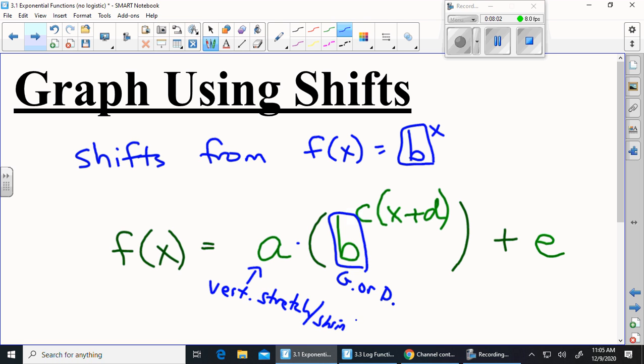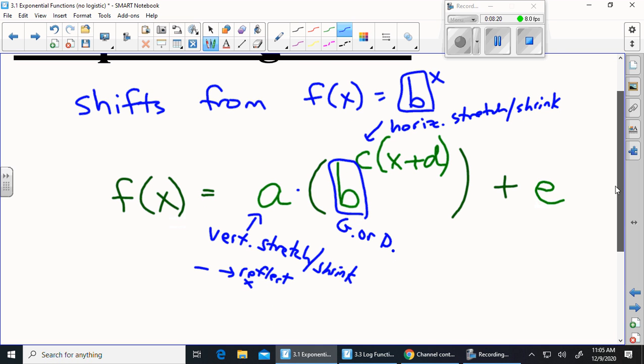Okay, if it's negative, reflect over the x. C is actually, it has to be factored out. Horizontal, stretch or shrink, we always know it's the reciprocal, not what we think. If it's negative, reflect over the y. D, left or right, which if you think left or right does not really change anything. It's just sort of moving the graph.